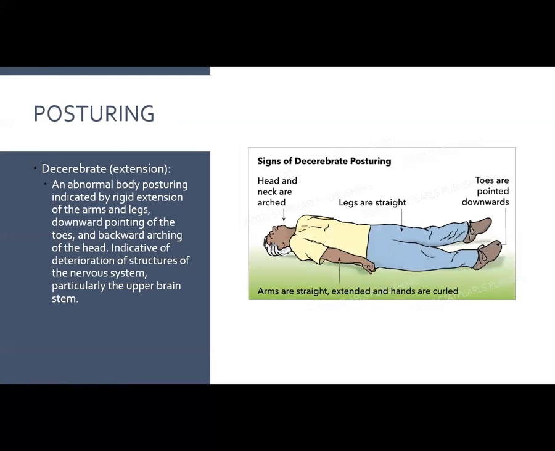Decerebrate or extension is an abnormal body posturing indicative of extension of the arms, legs, downward pointing of the toes, and backward arching of the head. This one can be showing deterioration of structures of the nervous system, particularly the upper brainstem. A lot of times if you have a brainstem issue, this is the kind of posturing you might see. Arms are straight, extended, and hands are curled. Head and neck is arched, legs are straight, and toes are pointed downward.